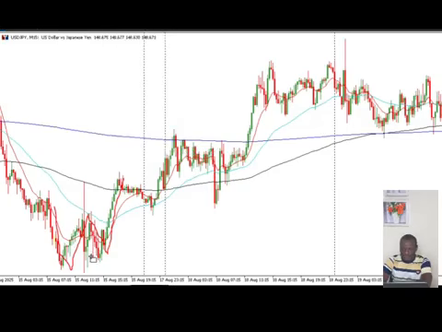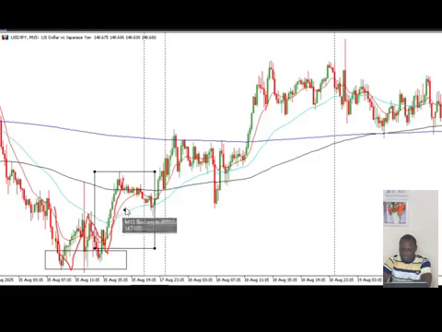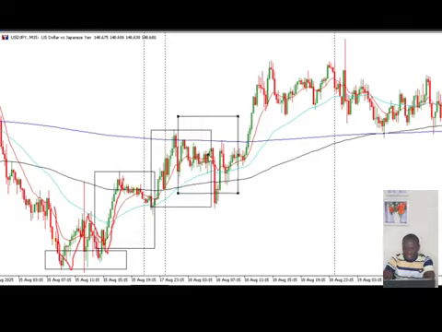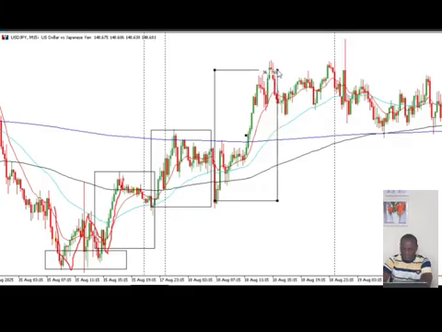So I'm going to represent that with a rectangle. Now this is the peak, which is where you always get your W pattern. Then it gave us the first push, and we had the second push, and then we had the third push. Guys, this is just very clear and simple for you to understand.